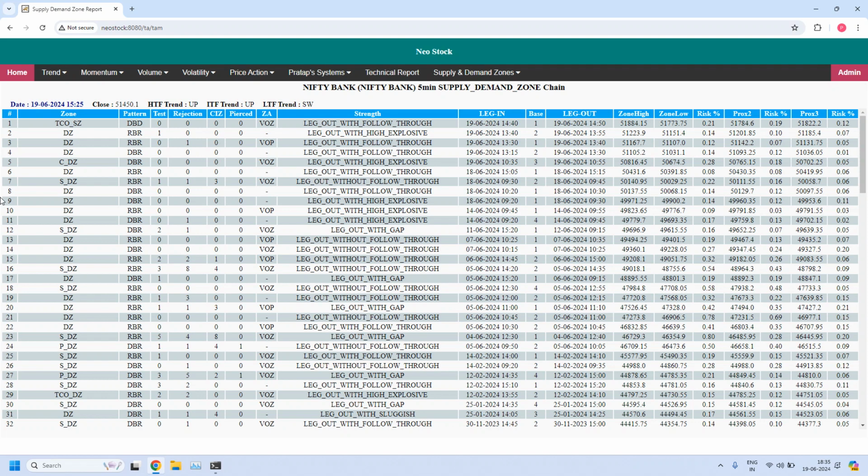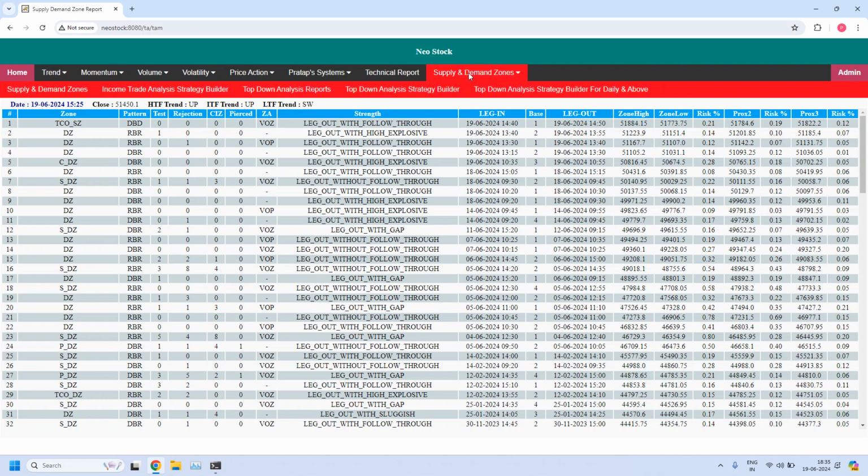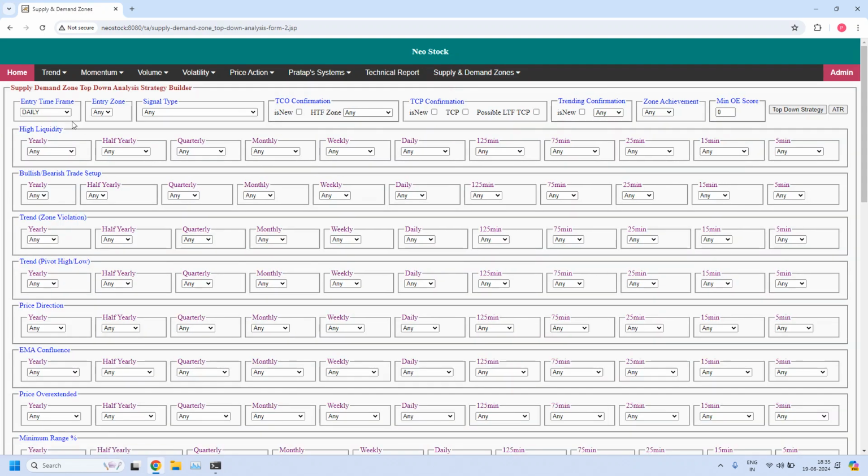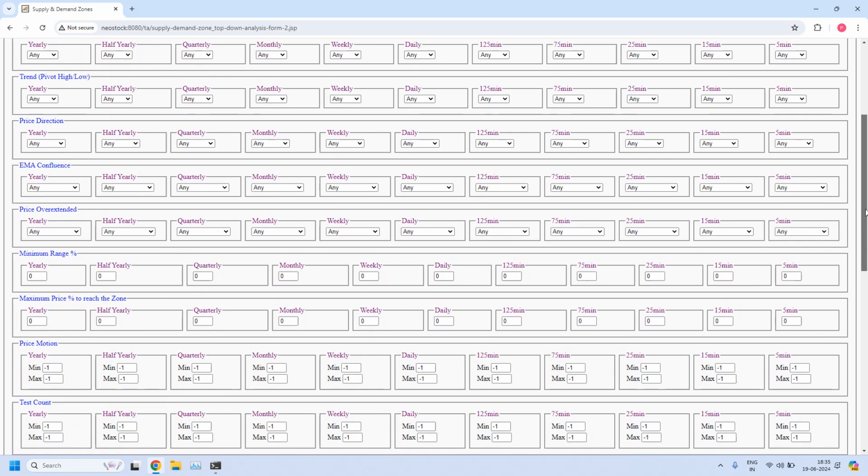Now in the next report, let me generate bullish and bearish trade setups for monthly, weekly and daily income trades. So let me start with the monthly income trade. The monthly income trade entry time frame is daily. For the bullish trade setup, the entry zone is demand zone, and also for the bullish or bearish trade setup in the daily time frame, I am selecting the value bullish, and we don't want pierced zones.